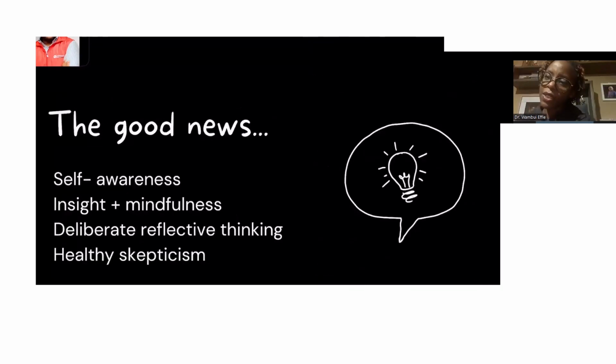But the good news is that we can mitigate against these biases by being self-aware. We catch ourselves whenever we're tending to lean towards one thing without considering the other possibilities. Practicing mindfulness and being insightful, deliberate, reflective thinking. This patient has this, but what else could it be? I saw a patient who presented like this, but it was an atypical presentation. Is there something else that we are not considering?